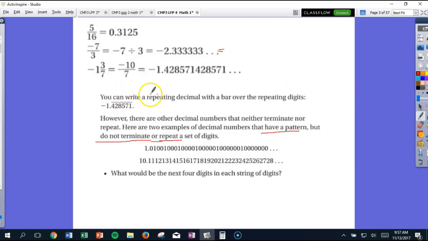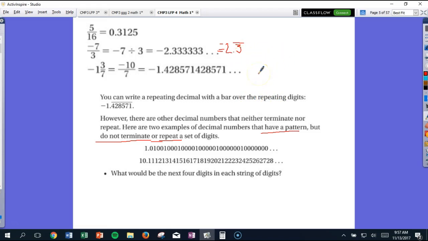And it tells us that we can write a repeating decimal with a bar over the repeating digits like they've shown here for this one. We could also do this one here. Instead of writing a whole bunch of 3's, we could, let me put the negative there, -2.3, and just put a bar over the 3, and that means that 3 is repeating forever and ever.